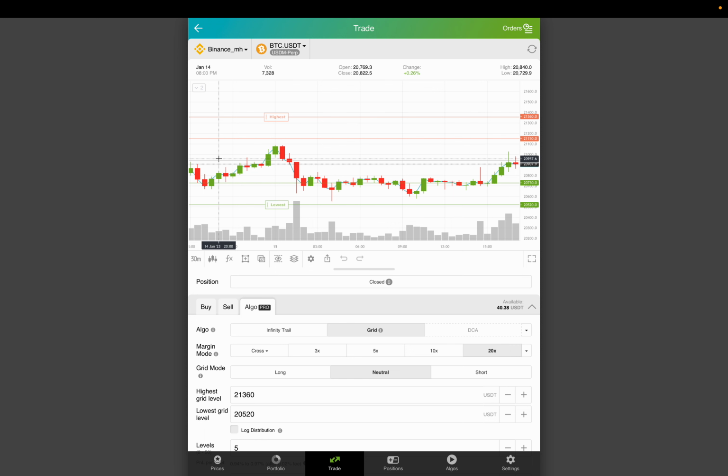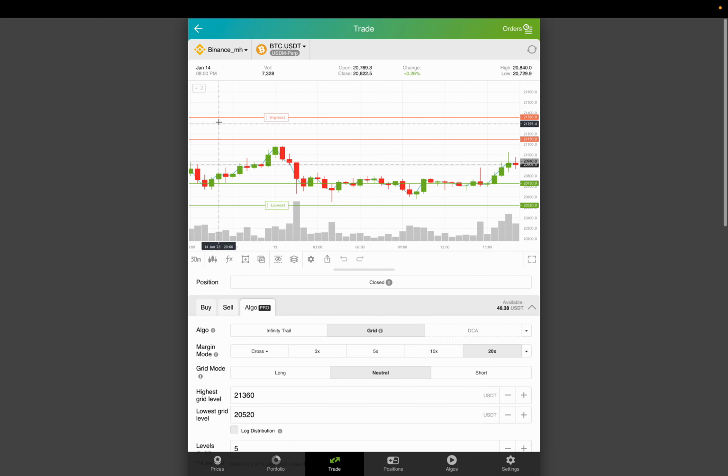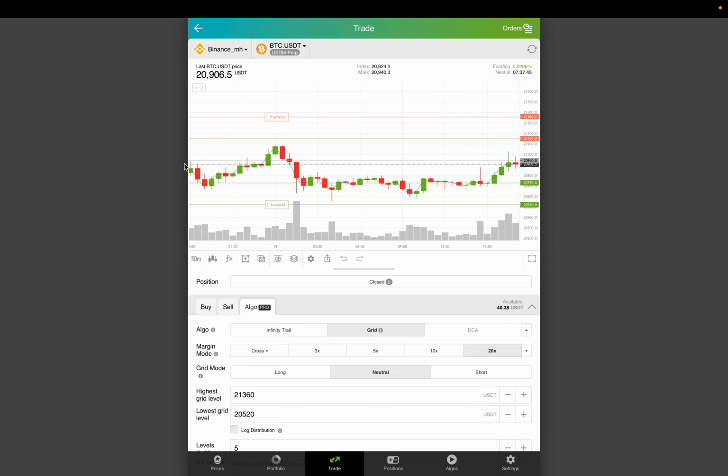Once you launch this grid, your position will be zero. No orders will execute immediately. Orders will start executing if the price reaches this order and this order, right? So initially you'll have a neutral position. That's why it's called a neutral grid. For example, if you place this grid of 5 levels, let's imagine that we're placing 1 BTC on each level, so the order size on each level is 1 BTC. You launch the grid, the position is 0.